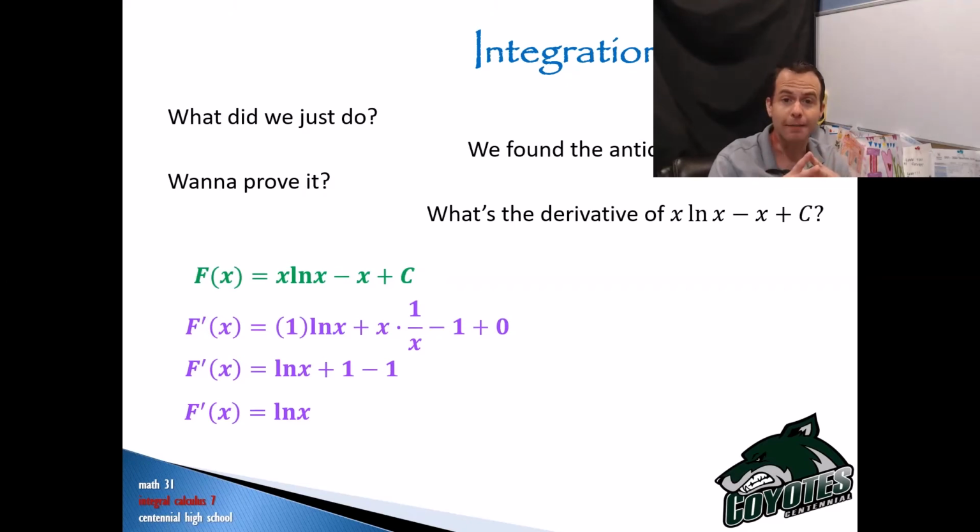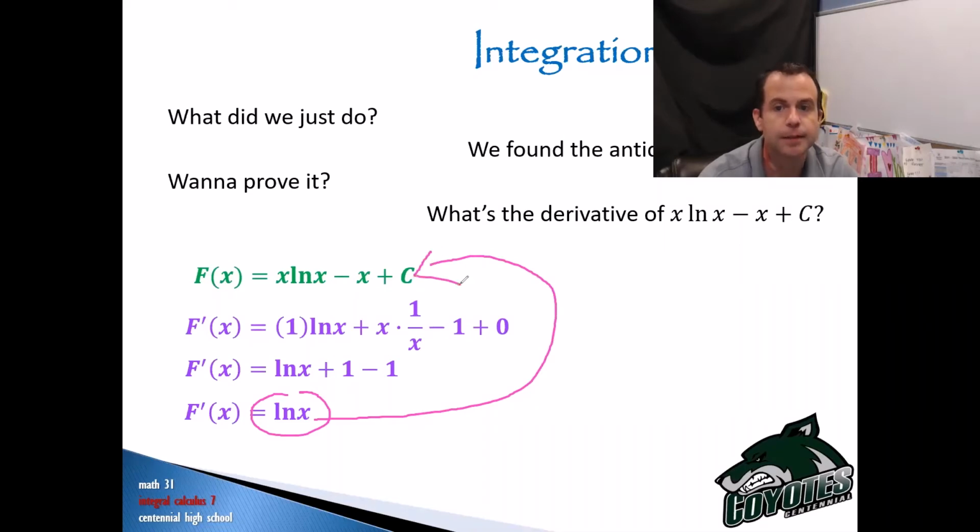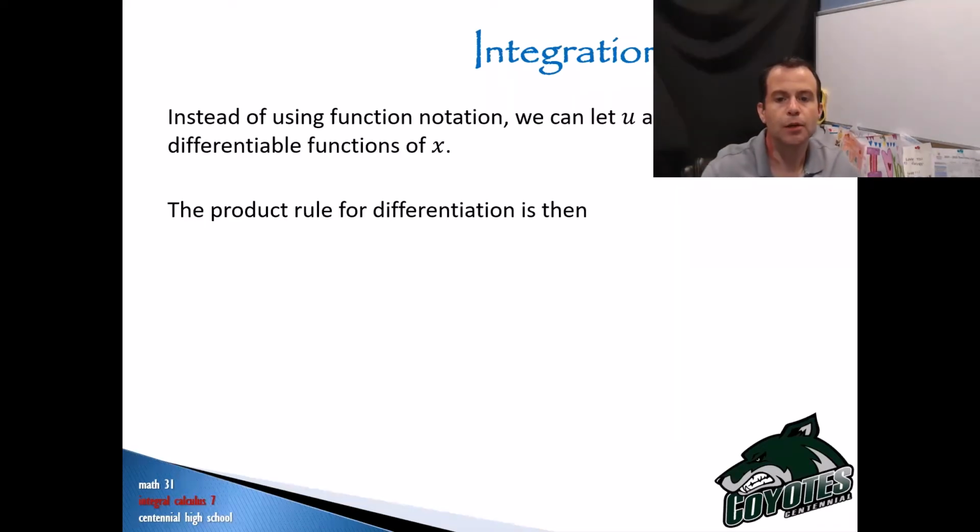So we have, through integration by parts, taken the antiderivative of ln x and found out that the antiderivative of ln x is x ln x minus x plus c. Okay? Okay, so as I had said earlier, we're not going to actually set this up with function notation.